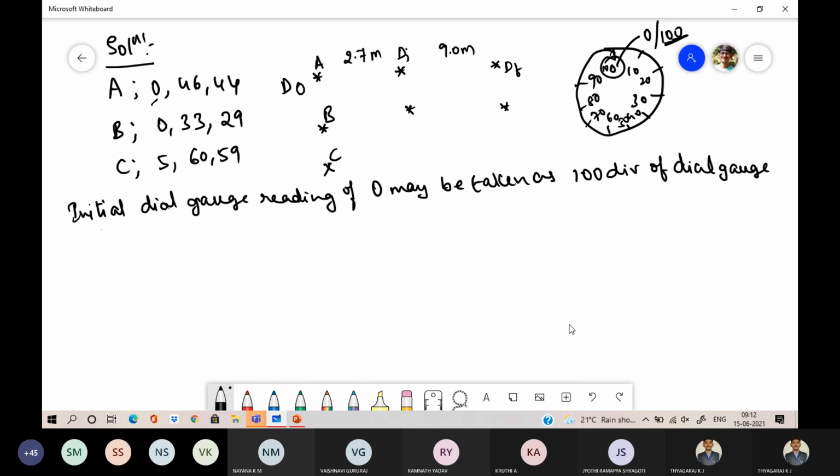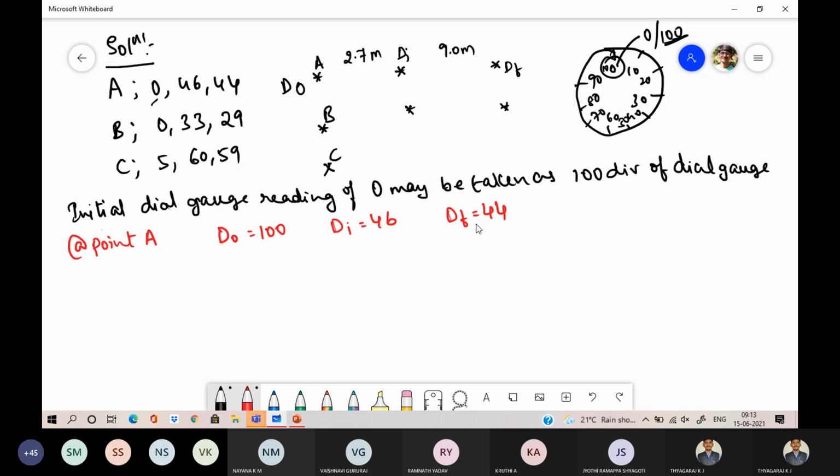So kindly note down this statement. Then start with the first point, that is point A. At point A, D0 is 100, DI is 46, and DF is equal to 44.